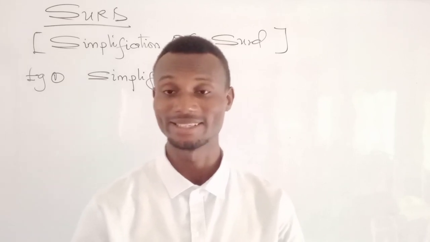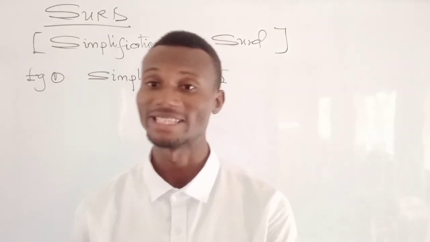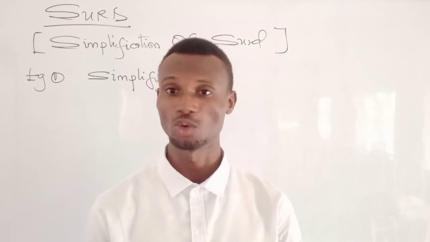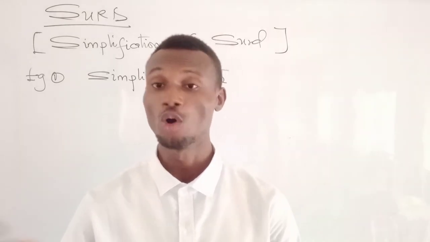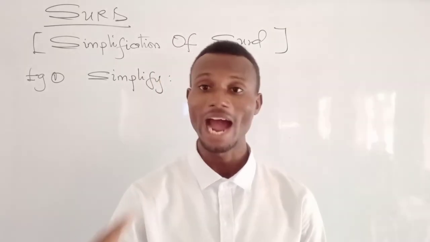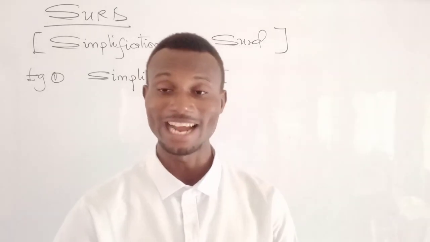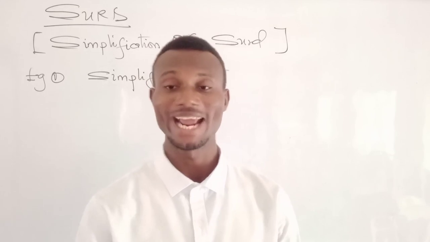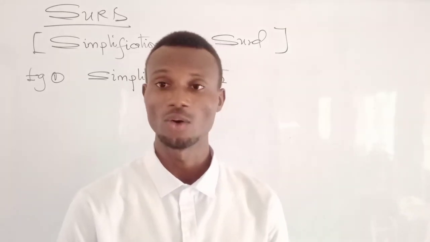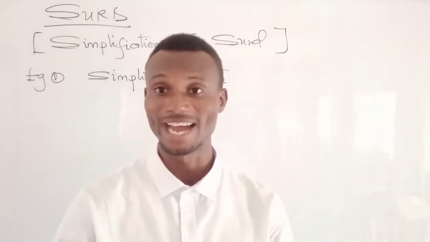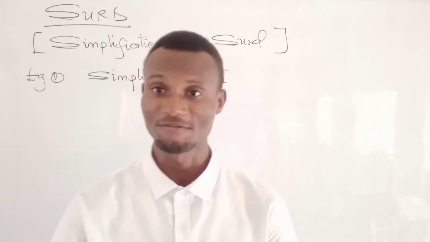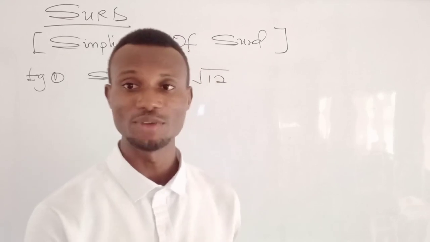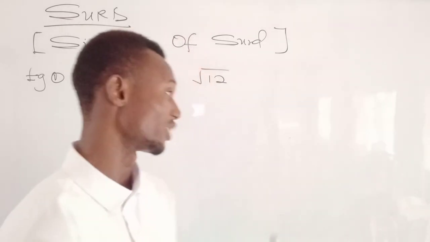An integer is a negative or a positive whole number. So when you have the square of any integer, that result is what we call a perfect square. When you square any integer, the result or the answer is what we refer to as a perfect square. Let me use some examples to explain it to you.